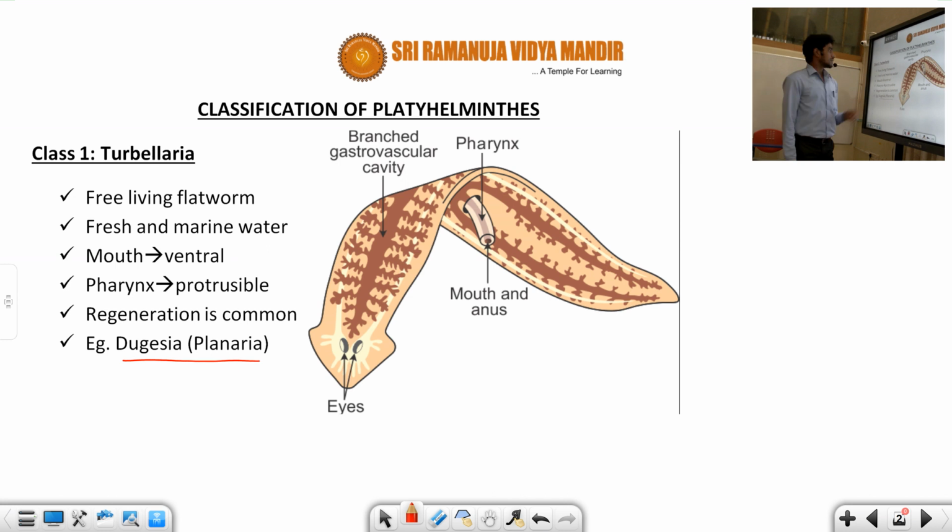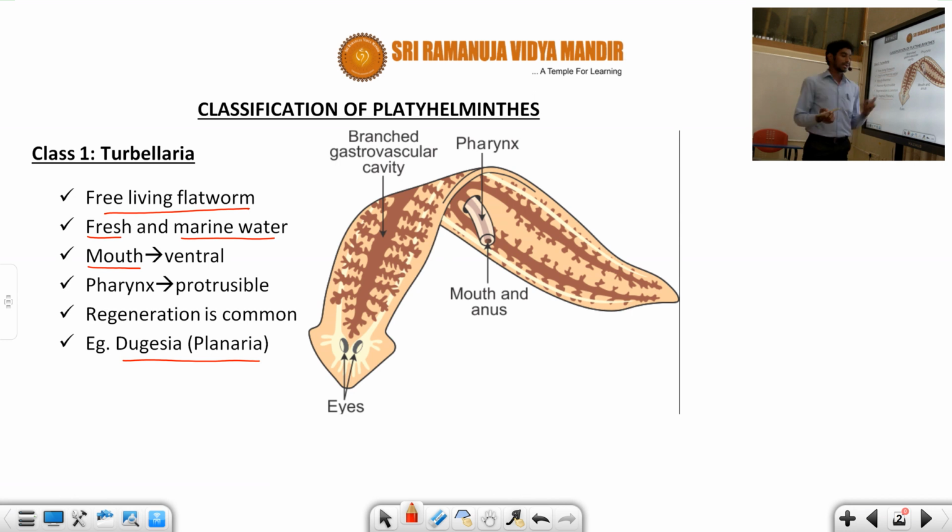So what is this class talking about? This one is a free living flatworm. It is a free living flatworm, and its habitat is available in both fresh and marine water. Here the mouth is ventral. You can see this is the ventral mouth only.